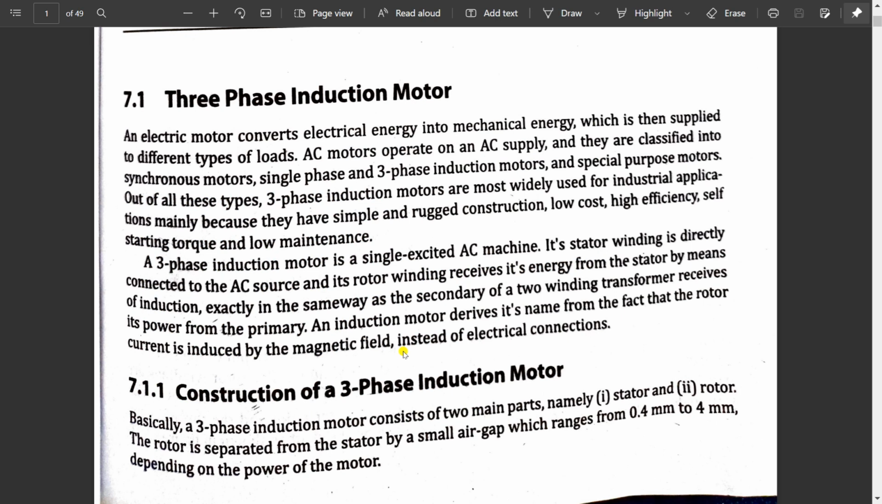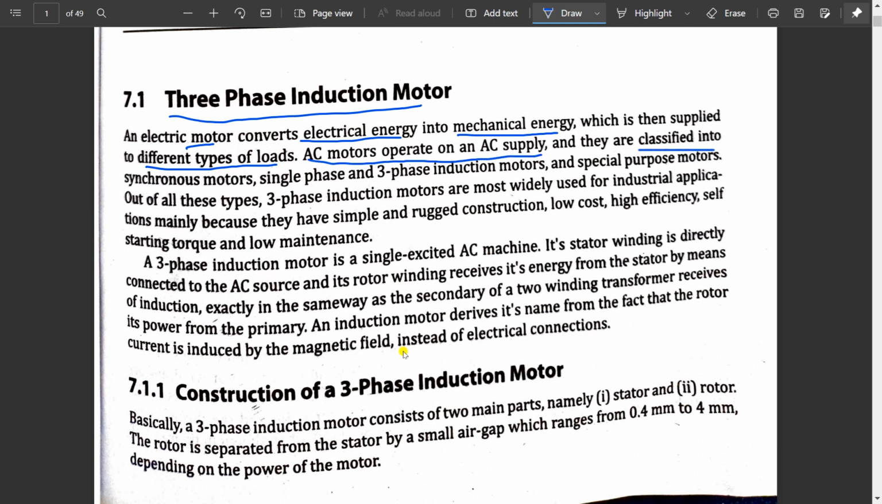If you observe a three-phase induction motor, generally the motor will convert electrical energy into mechanical energy, which is supplied to different types of loads. For example, AC motor operates on AC supply.